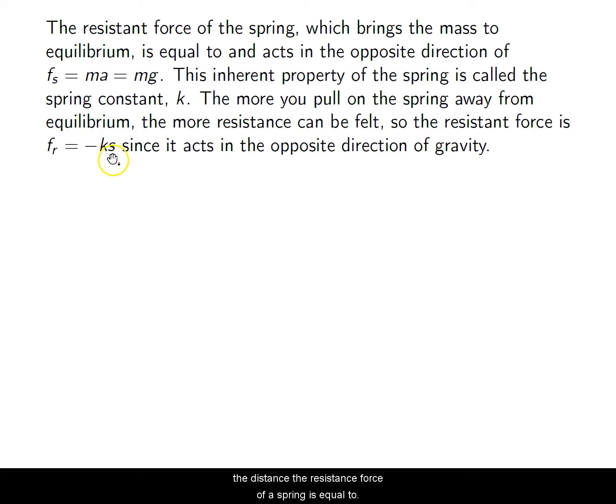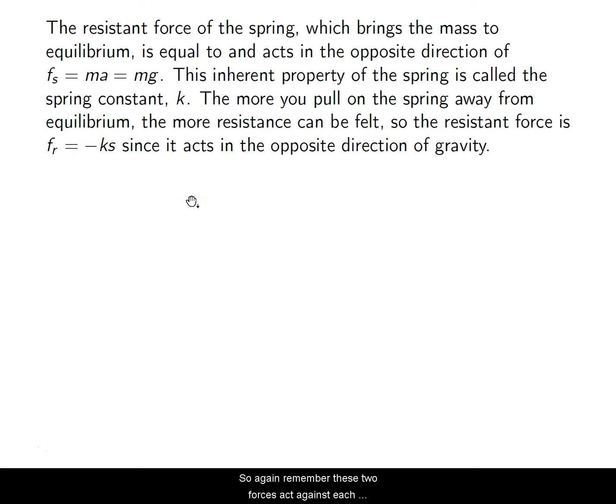So the distance, the resistant force of the spring is equal to, we have a negative k here because, again, it's moving opposite of the direction of gravity. So remember, downwards is our positive direction, upwards is our negative direction. So the force coming from the spring, the resistant force, moves upward. And this is equal to the spring constant times how much we get stretched due to putting the mass on the spring and having it come to equilibrium.